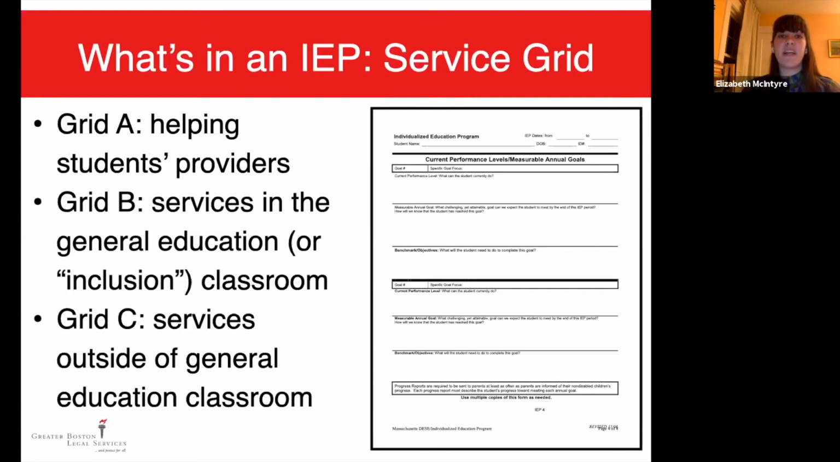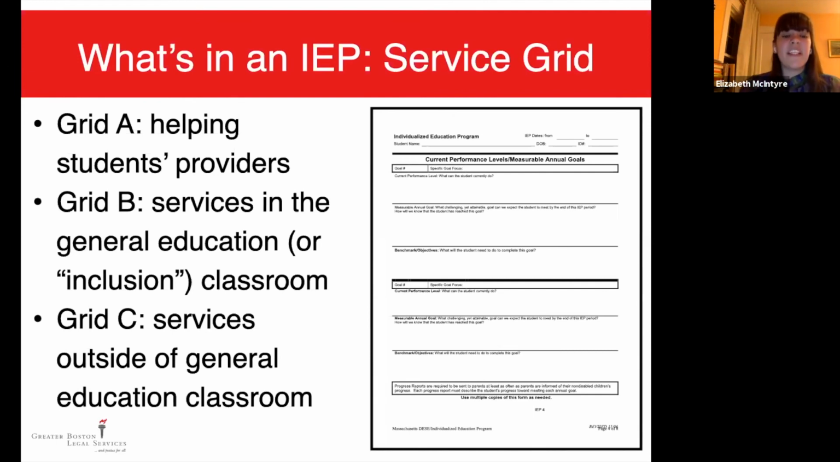So this is where we list out people who are going to help not the student directly, but the student's teachers. So for example, maybe your child doesn't need occupational therapy directly, but it's really helpful for them to have occupational therapy tools built into their day. So we're going to have an occupational therapist work with your child's teacher in order to build those occupational therapy tools into their day. So that's grid A, those consults is what they're called, but basically helping the students' teachers.